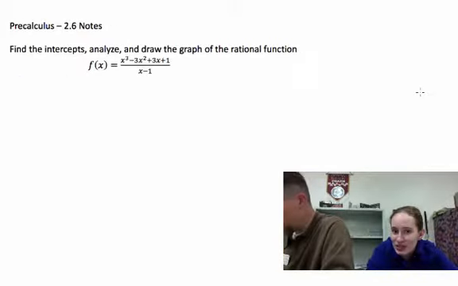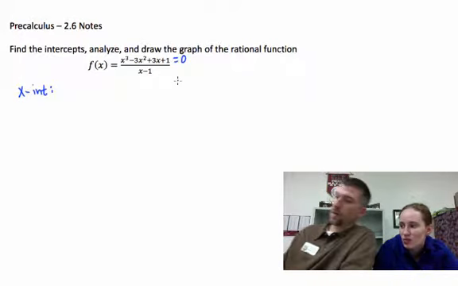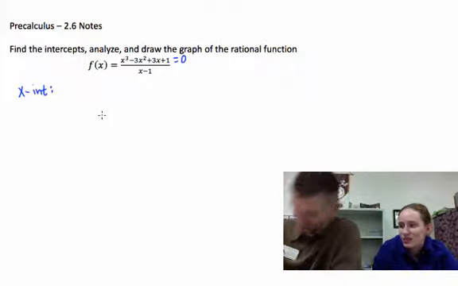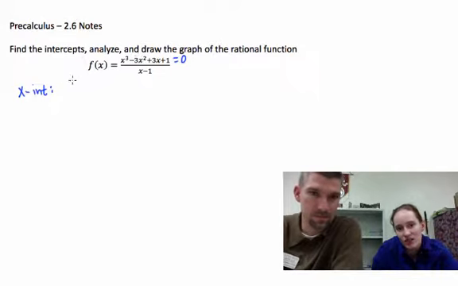Find the intercepts, analyze, and draw the graph of the rational function. So this is what we've been doing. But whenever we start going here, we want to find the intercept, so we start with the X-intercept. On top here, if you set this equal to 0, you may have some issues with solving. Sorry, the X-intercept, find it on your calculator. Graph this and find it.